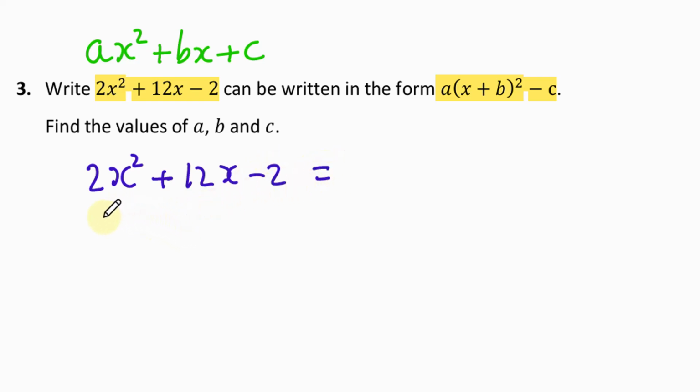The first thing to note is that the x squared coefficient is 2 and it's not 1. When this is the case, we take out the 2, the x squared coefficient, as a common factor, but only from the first two terms here. So we're going to take out 2 as a common factor. 2 into 2x squared is x squared. Then we have a plus. And 2 into 12x is 6x. And we still have this -2 as well.